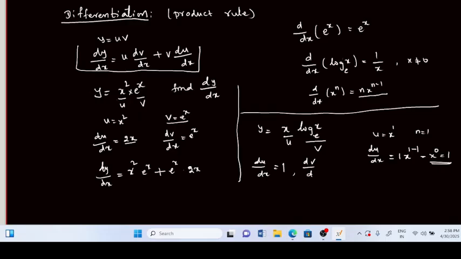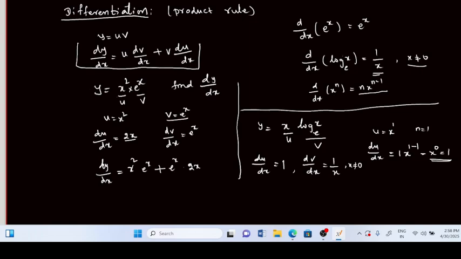dv by dx, we have the standard formula. We write it as differentiation of log x is 1 by x. We are writing x is not equal to 0. Why? Because if we substitute 0, it is infinity. Hence we remember that 1 by x where x is not equal to 0.